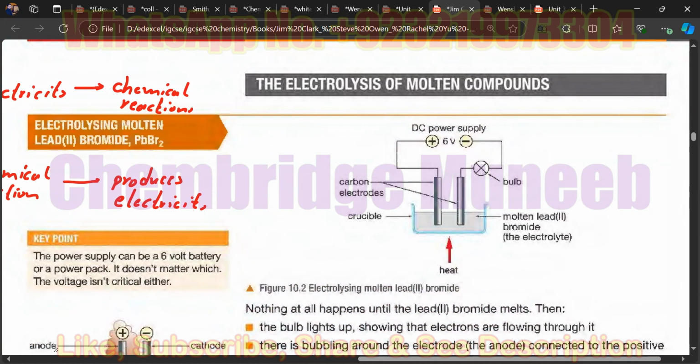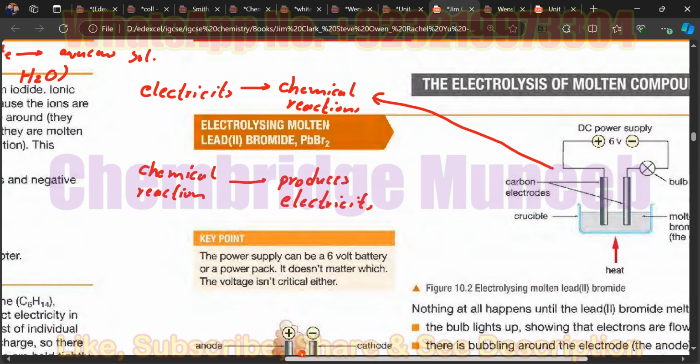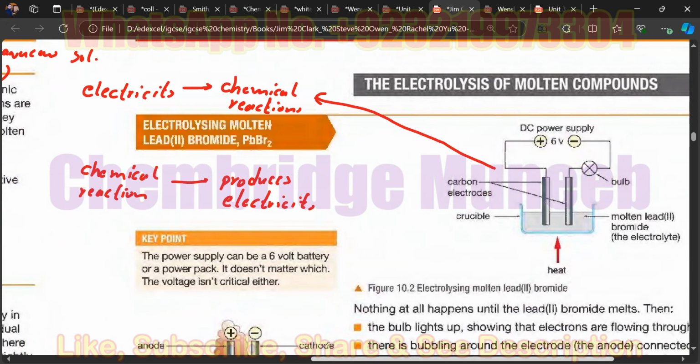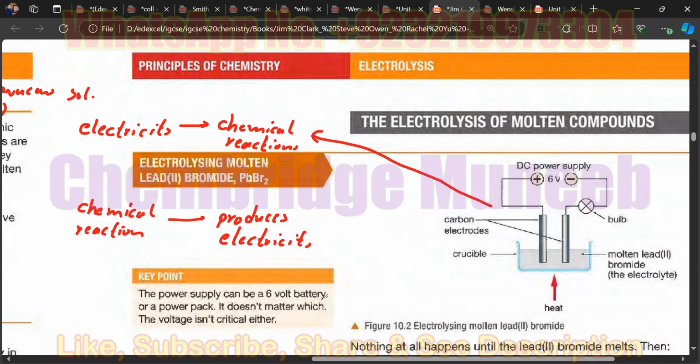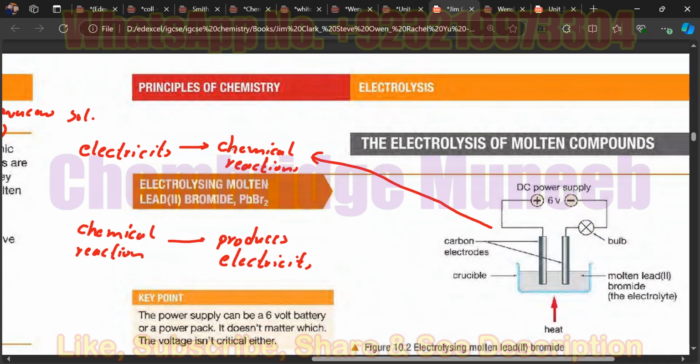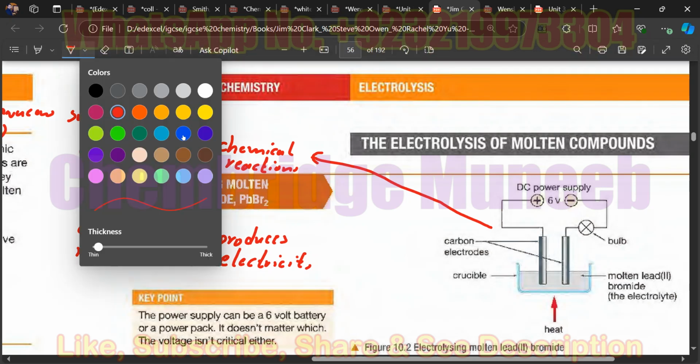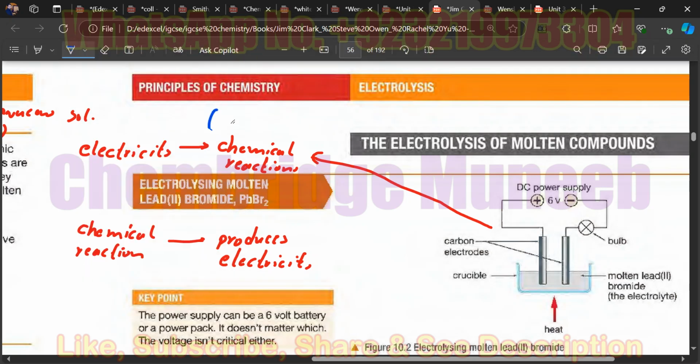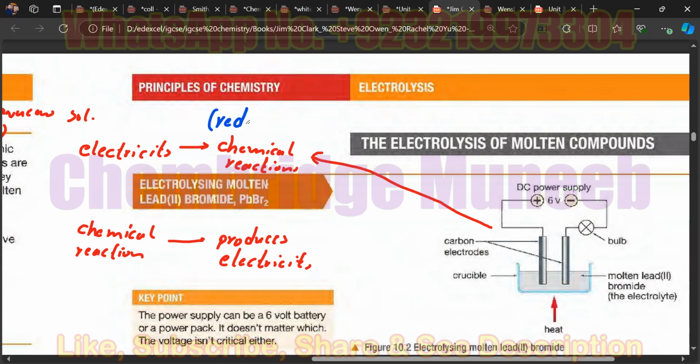This cell over here works on the principle of passing electricity through the electrolyte, which causes chemical reactions. And which chemical reactions are we referring to here? The oxidation and reduction. Yes, exactly, which means redox reactions. We are referring to redox reactions here.